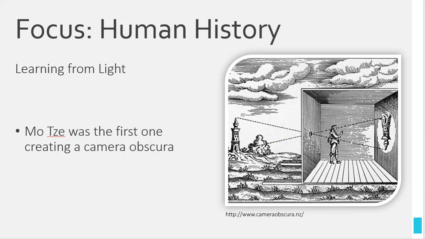Focus, human history: learning from light. One of the first men on the studying of light was the Chinese philosopher Mo Tse. He was the first on creating the camera obscura. He learned that light beams, when they go through a small hole, the image on the other side will be upside down. One of the first principles that opened the room for modern cameras.